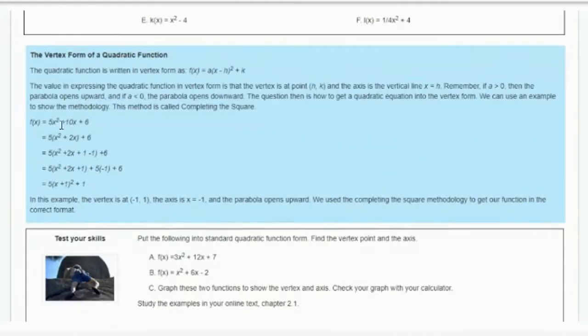So here's where they take a regular equation, 5x squared plus 10x plus 6, and they use the completing the square methodology to convert it to the vertex form. So we can see the vertex is at -1, 1, because x minus -1 would be the h and 1, so -1, 1. We couldn't tell from this 5x squared plus 10x plus 6 what the vertex is. But when we change it to vertex form, we can do that.